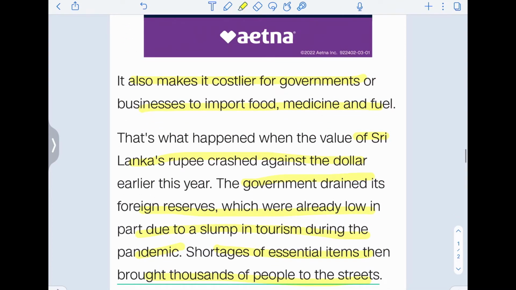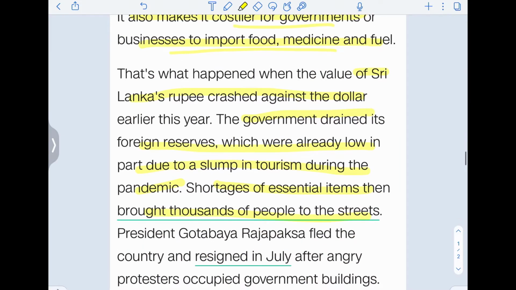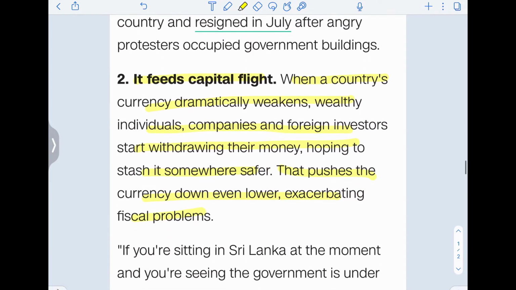It makes it costlier for governments or businesses to import food, medicine, and fuel. And this is really what happened in Sri Lanka. The rupee crashed against the dollar. The government drained all of its foreign reserves, which were already low because there was a slump in tourism during COVID. And because of the shortages of essential items, many people went out to the streets and just rioted, and that forced the president out of office.